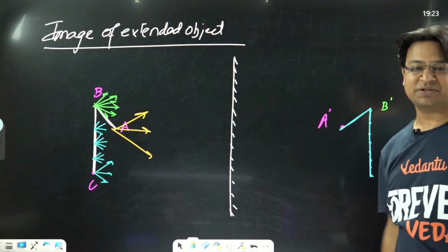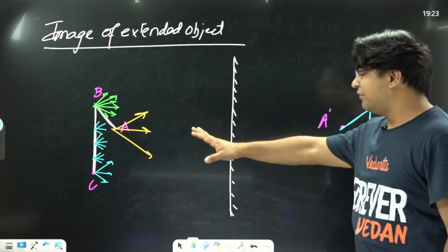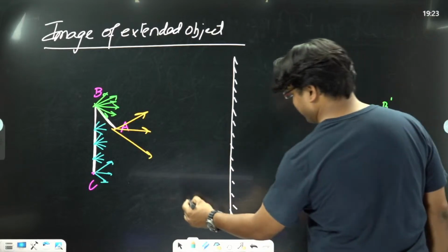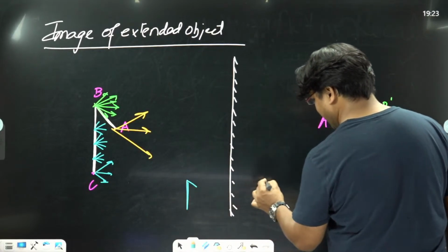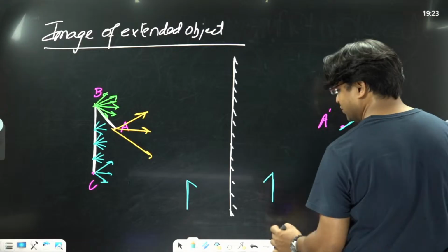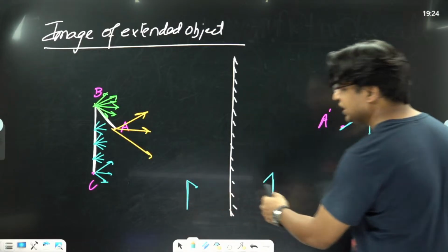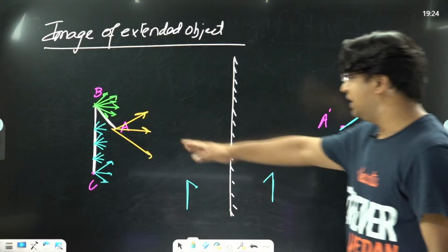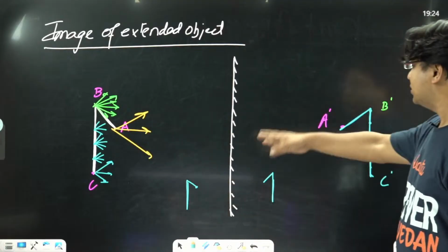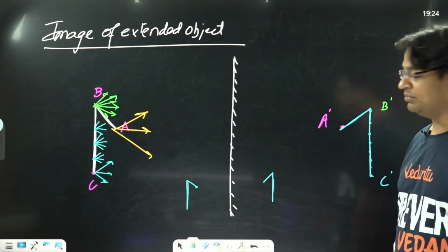And if you observe something from here, our object shape was this and our image shape is this, because you notice that the point which was nearer to the mirror, for example A, was nearer to the mirror, so its image will also be nearer to the mirror.